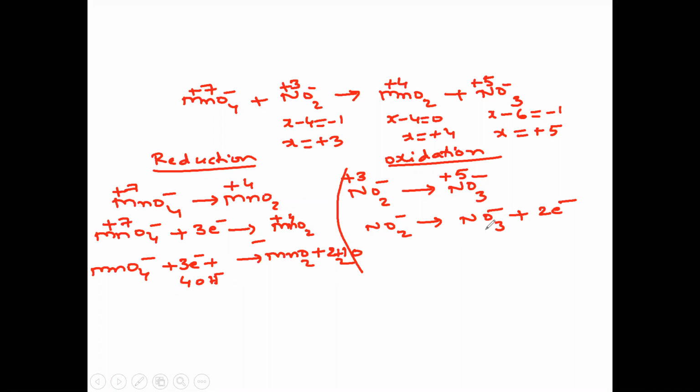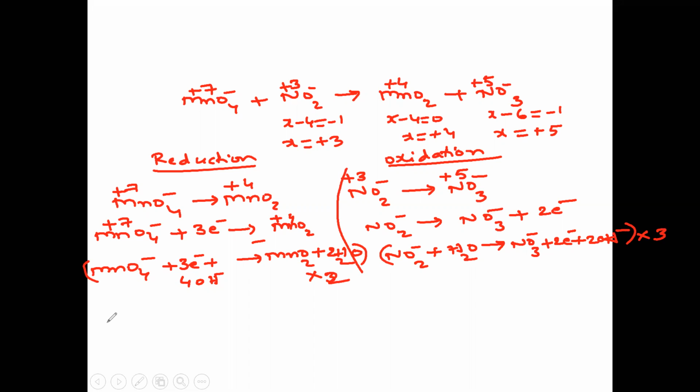Similarly, NO2 minus, NO3 minus. Here one oxygen is deficit on this side, so plus water molecule gives rise to NO3 minus plus 2 electrons plus 2 OH minus. Now I hope it is clear. Next, the electrons on this side are 3, and on this side 2. So multiplying this equation with 2 and this equation with 3.